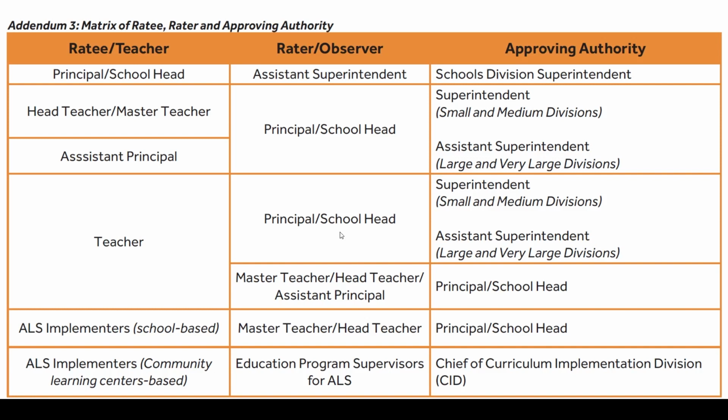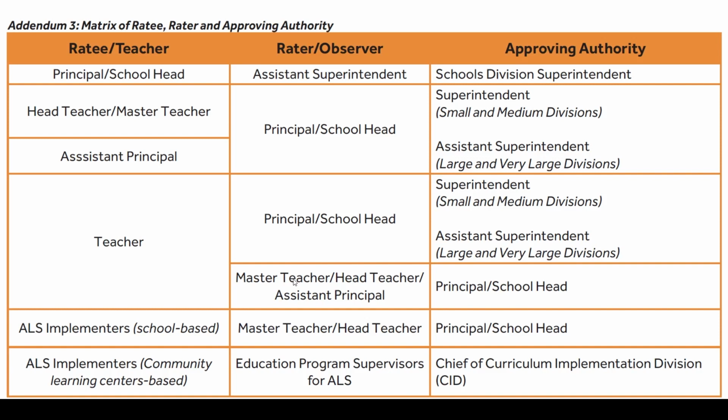It's not the guidance counselor, please. So take note of this, okay? Because there are times wherein the guidance counselor is asked to be the rater. It's not that way. It's not stated here. So it's the principal and school head, and your approving authority for small and medium division is the superintendent. For large and very large division is the assistant superintendent.